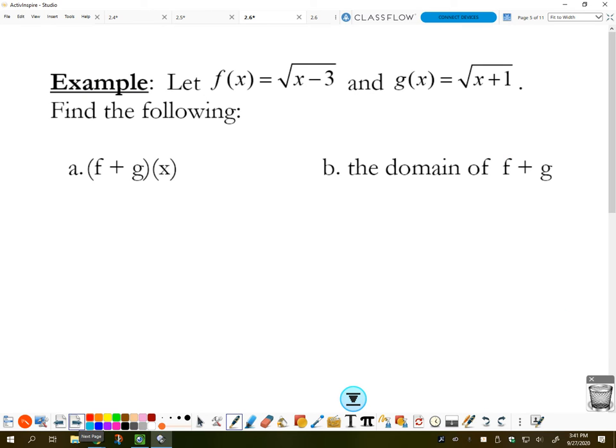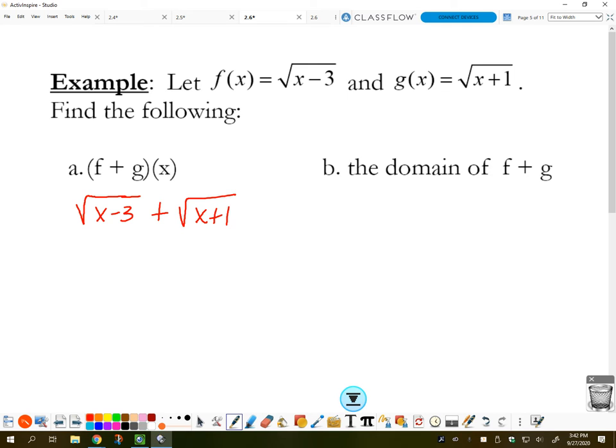Okay, so what if I give you something that's not polynomials? All right, well, if I ask you to add two crazy looking things, usually you can't. So you're just going to say that's the answer. Okay, so can you tell me the domain of f plus g? Well, you have 2 square roots, so this is where the fun stuff comes in.